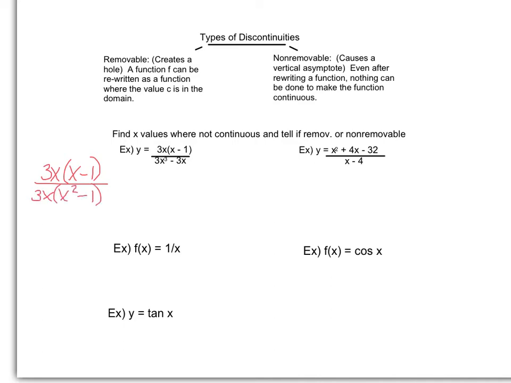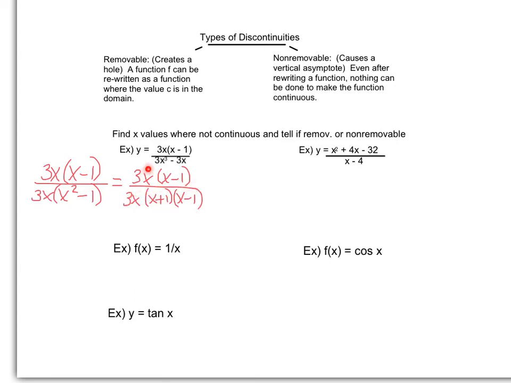Gives me this. I now see that I also have a squared minus b squared here, so I can factor again. And I get x plus 1, x minus 1. So now I know I have 3 points of discontinuity. I have a point of discontinuity at x equals 0, at x equals negative 1, and at x equals 1.